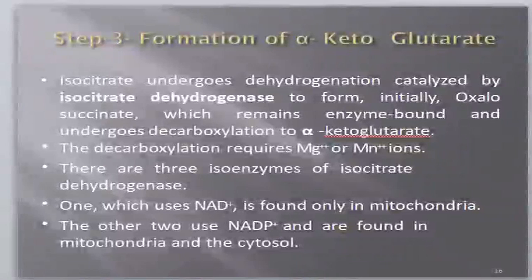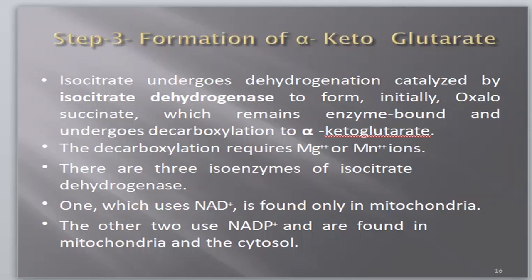Let's elaborate step 3 of the citric acid cycle, that is formation of alpha ketoglutarate from isocitrate. Isocitrate, in order to transform to alpha ketoglutarate, undergoes dehydrogenation and decarboxylation with the help of the isocitrate dehydrogenase enzyme. The decarboxylation process requires magnesium or manganese ion as cofactors. In total, in a eukaryotic cell, there are 3 isozymes of isocitrate dehydrogenase. The one linked to the mitochondria generally uses NAD+ as the cofactor, and the other two isozymes, using NADP+ as cofactors, are found in the mitochondria and in the cytoplasm.